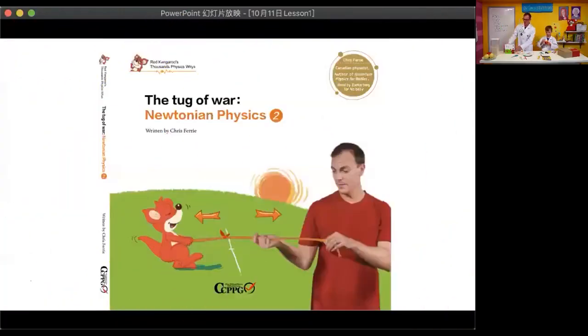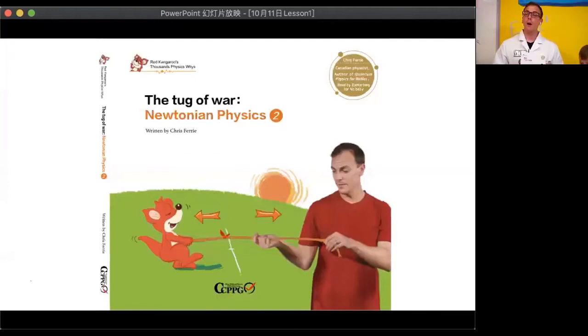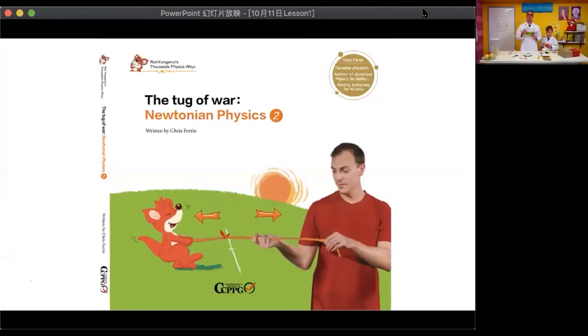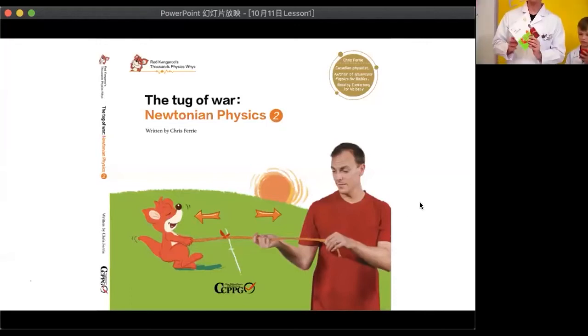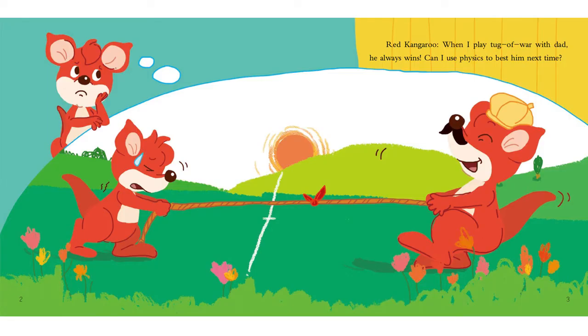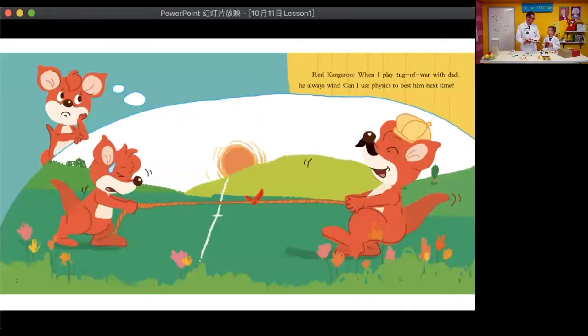Next, I want to read a book about forces. This book is in the series Red Kangaroo, 1000 Physics Whys, and it's called Newtonian Physics, Tug of War. So we have Red Kangaroo and his father. And Red Kangaroo says, when I play tug of war with Dad, he always wins. Can I use physics so that I can win next time? What do you think? Can Red Kangaroo use physics?